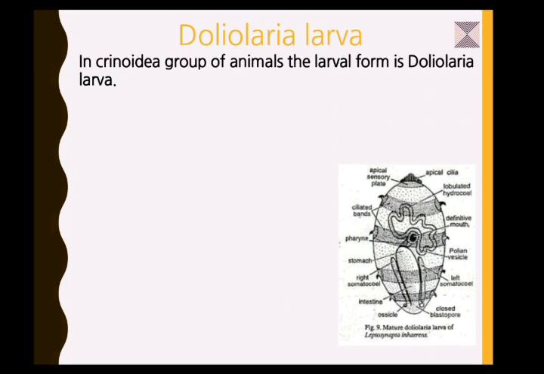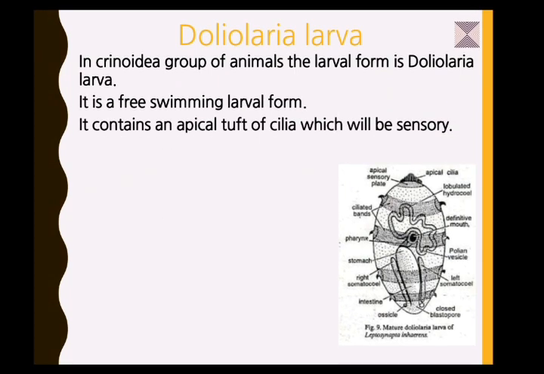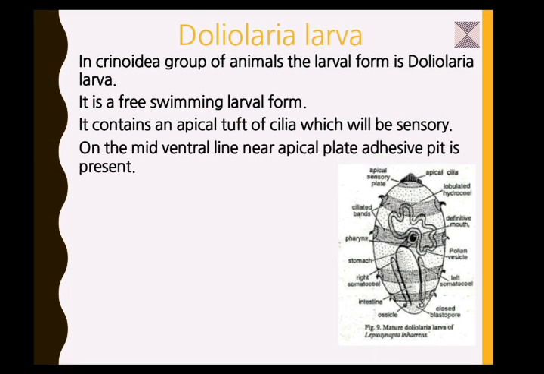Now in the Crinoidea group of animals, this is the class Crinoidea, we have this particular Doliolaria larva present. Now it is a free swimming larval form, as all of them were. It contains an apical tuft of cilia which will be sensory in nature and which will be sensing the environment. On the mid-ventral line near the apical plate, an adhesive plate is present. So in the very center you have the adhesive plate which is present near the apical plate.